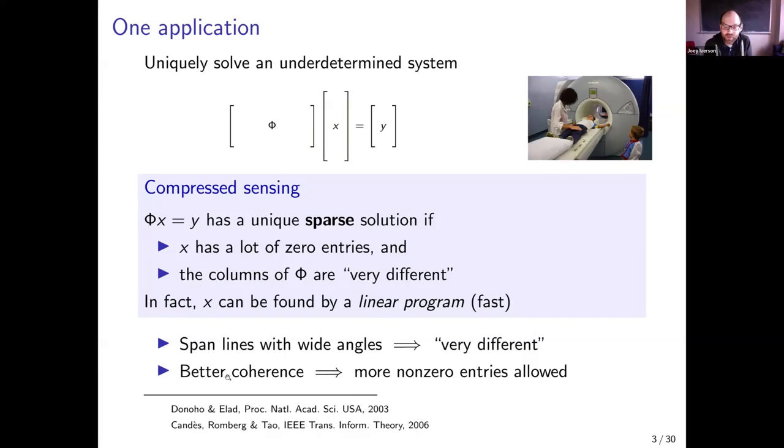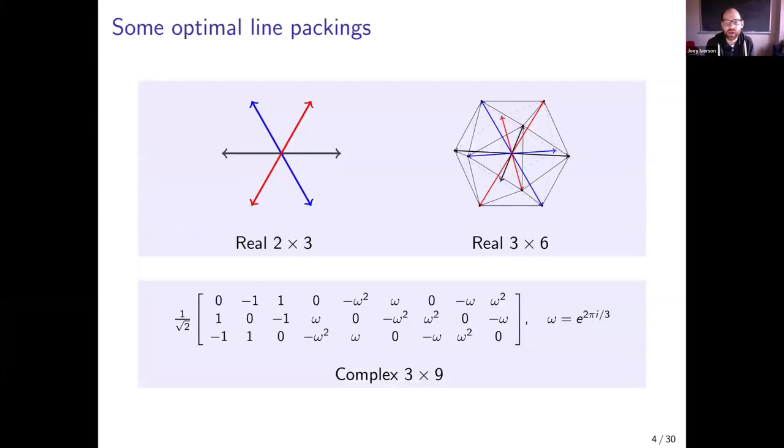And if you have better coherence, like you have wider angles, then that will make it so there are more non-zero entries allowed in this vector, which you could take as sort of a sense of complexity. So you're able to take pictures of more complex things. Okay. So I want to take pictures of more complex things, and so I want a better coherence. I want a wider spread of angles between my lines. Okay, so that's all I'm going to say about the application.